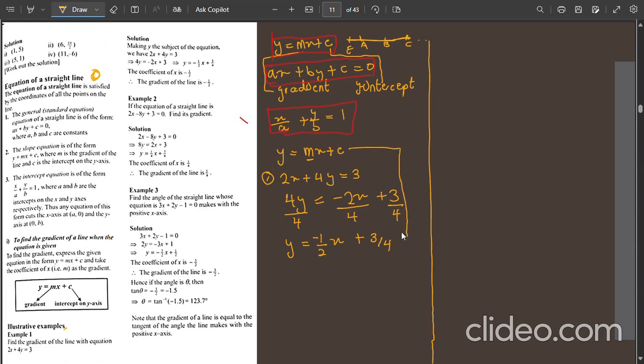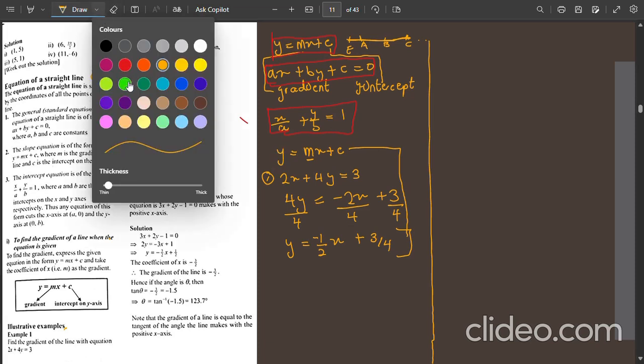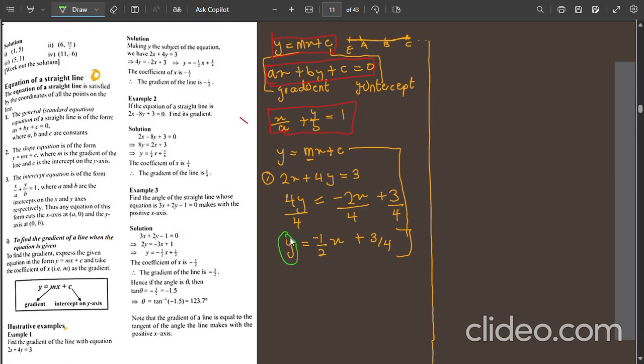Because let's compare. This is y, this is y. This is equal to, this is equal to, this is m, this is m, minus half. This is x, this is x, this is plus, this is plus, this is c, this is c.